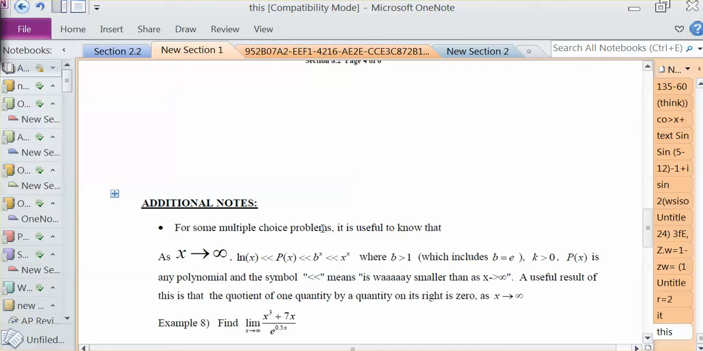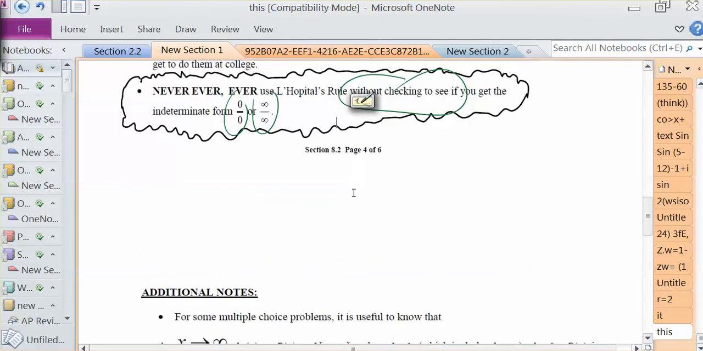And remember, it doesn't always work if you're not indeterminate. Like this would not be indeterminate, right? If you just plug in, then great. Your limit's done. That's your answer.